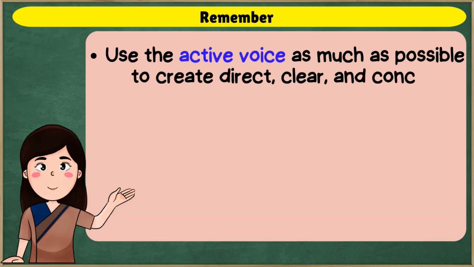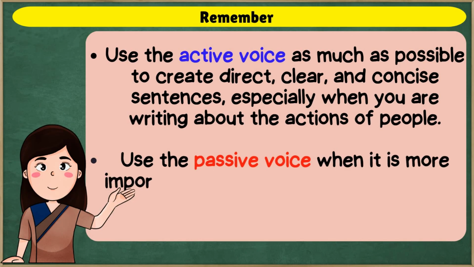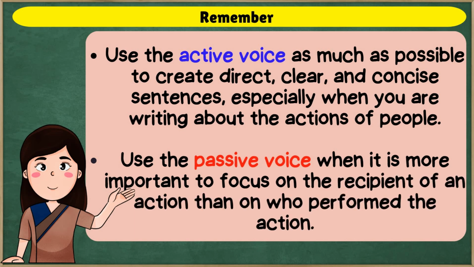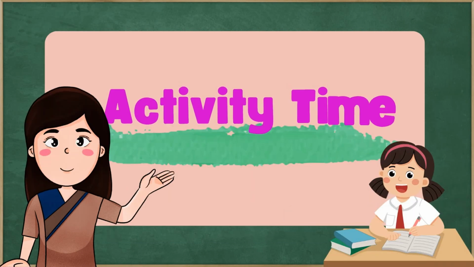Remember, use the active voice as much as possible to create direct, clear, and concise sentences, especially when you are writing about the actions of people. Use the passive voice when it is more important to focus on the recipient of an action than on who performed the action.